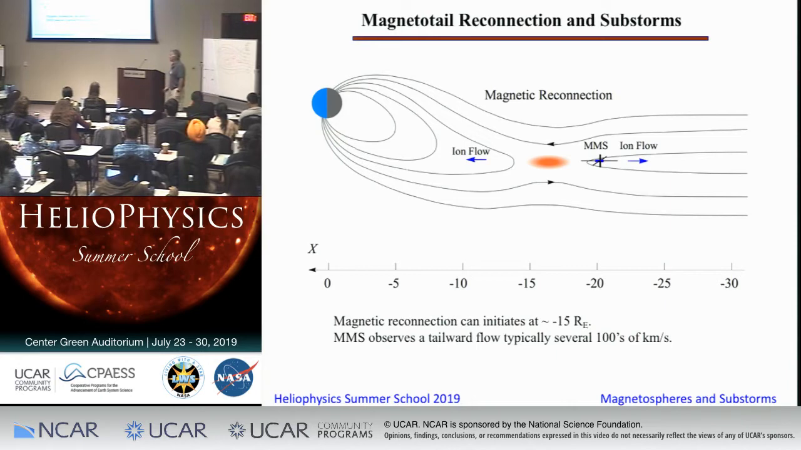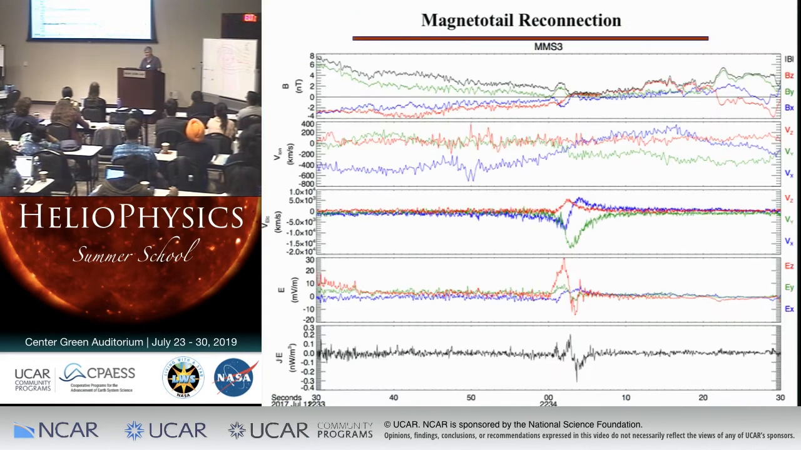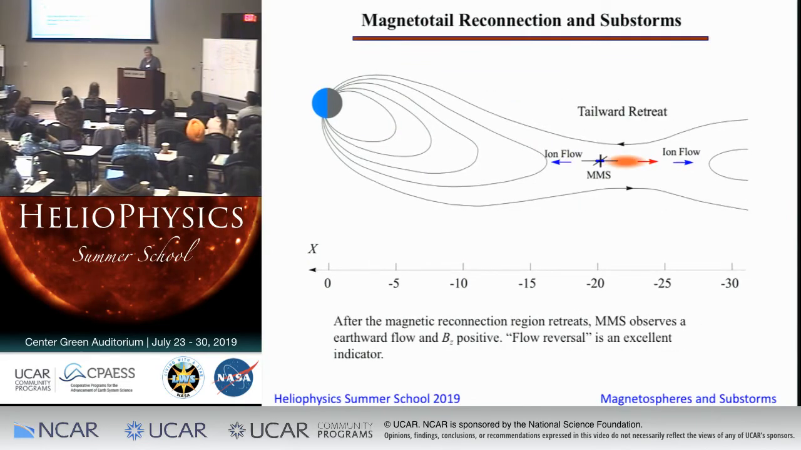Okay, so what eventually happens is the entire reconnection region itself doesn't stay still. It retreats down the tail. Do you see this? Okay, so I'm going to play that again. Boom, boom, boom. You see how it's going down tail? The reconnection region itself moves down the tail. It doesn't stay in the same place. So you can see how stubborn the tail is.